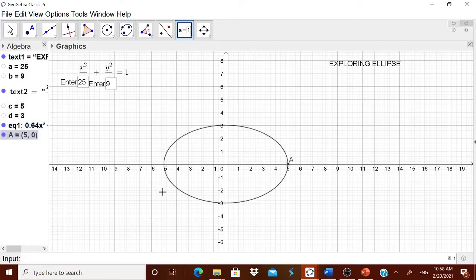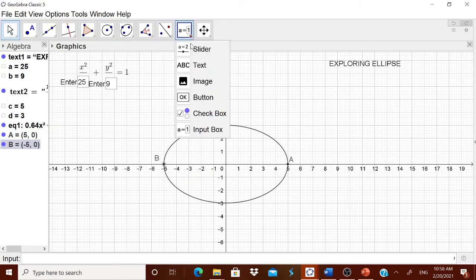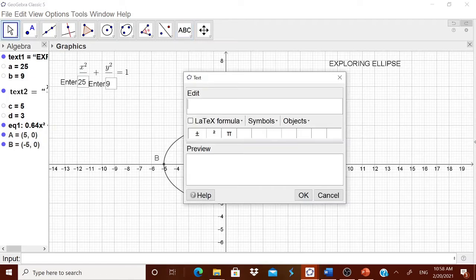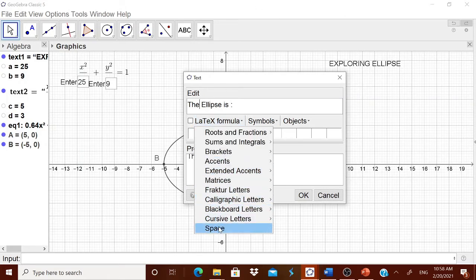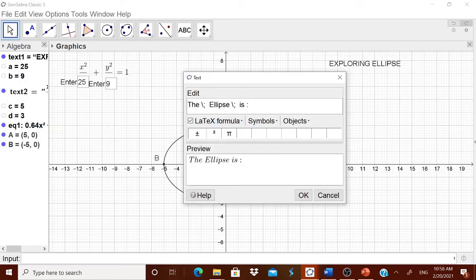Okay, then minus a comma 0. Therefore these are the two vertices, A and B. Okay, now we can go and tell the children that the ellipse is, we can go for the latex formula, space, then leave some space, x. Okay, I will go for this latex formula once again.